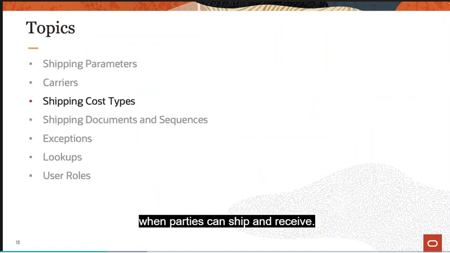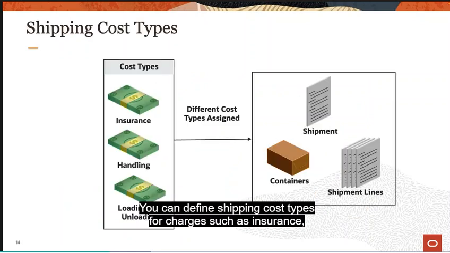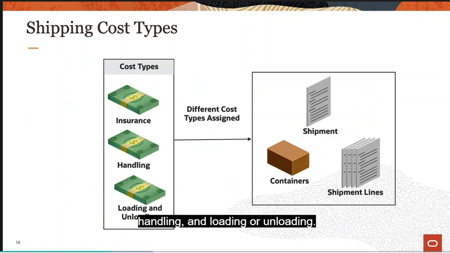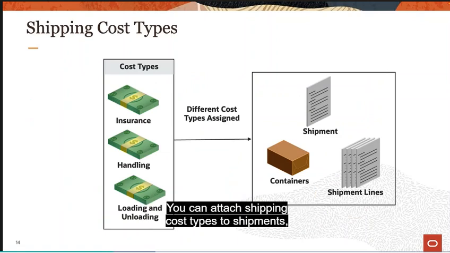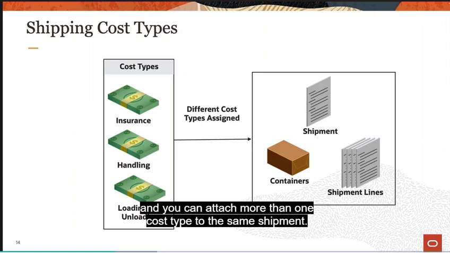Our next topic is shipping cost types. You can define shipping cost types for charges such as insurance, handling, and loading or unloading. You can attach shipping cost types to shipments, and you can attach more than one cost type to the same shipment. This also lets you group and report cost using the shipping cost type.